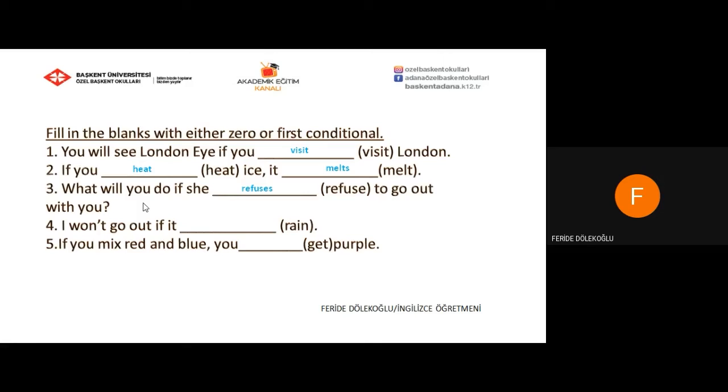Number 4, I won't go out if it rains. Another type 1 sentence. And question 5, if you mix red and blue, you get purple. This is type 0. Present simple in the if clause and present simple in the main clause.